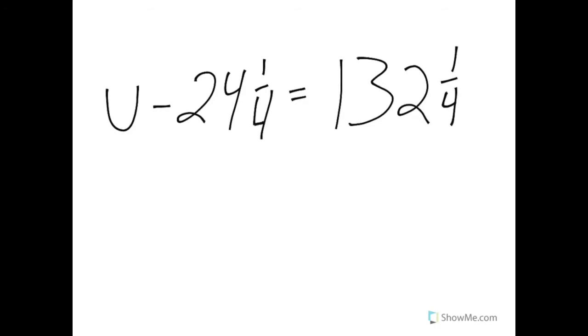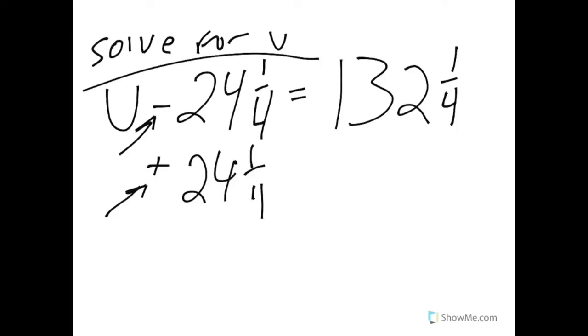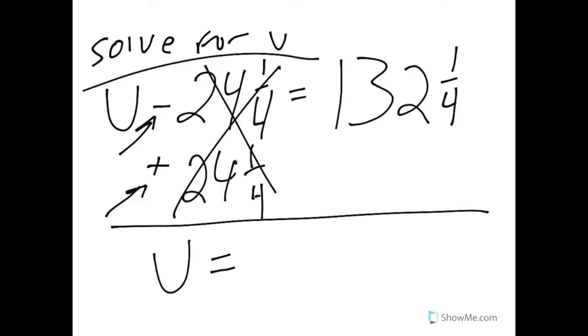Okay, one more here. u minus 24 1/4 equals 132 1/4. Well, we know that in this case we're not solving for x, we're solving for u. Same difference, just a different variable. Since this is subtraction here, we need to undo that with addition. So we're going to add 24 1/4. That takes care of that. So we end up with u equals 132 1/4 plus 24 1/4.